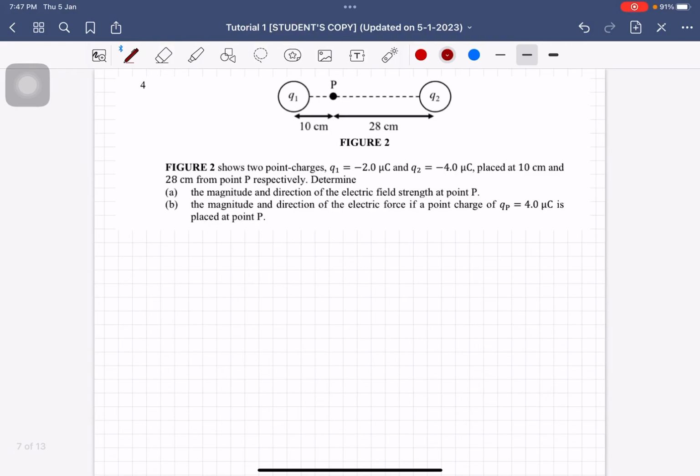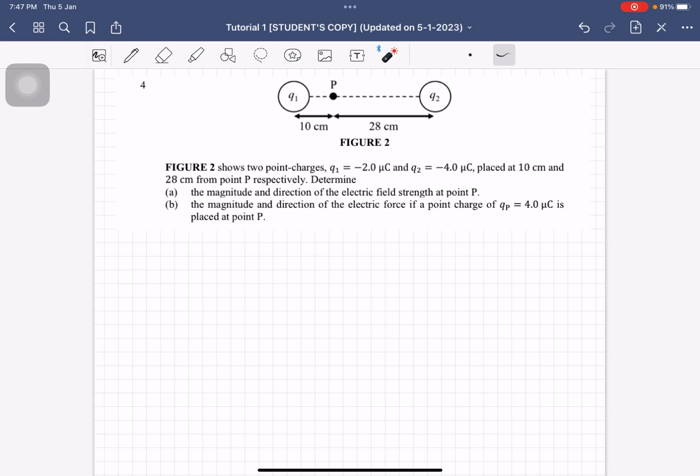Okay, question number 4. There are two point charges Q1 and Q2 placed at 10 centimeters and 28 centimeters from point P. We have to determine the magnitude and direction of the electric field at point P. So now we enter the subtopic of electric field. And then we have to determine the magnitude and direction of the electric force. Okay, there is also electric force.